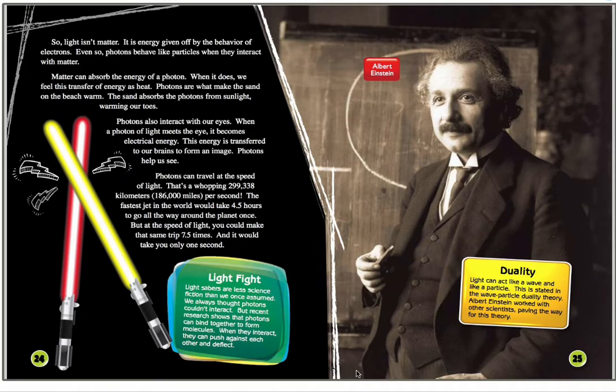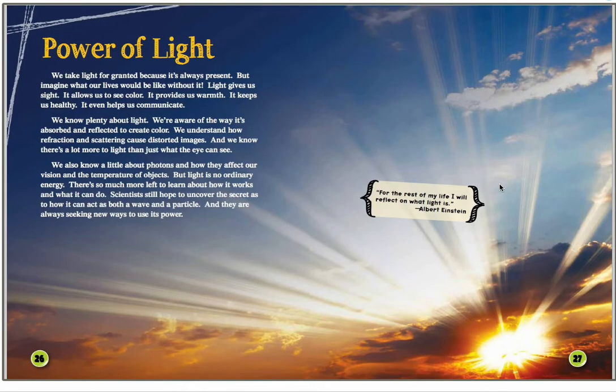Duality. Light can act as a wave or like a particle. This is stated in wave-particle duality theory. Albert Einstein worked with other scientists, paving the way for this theory. Power of light. We take light for granted because it's always present. But imagine what our world would be like without it. Light gives us sight. It allows us to see color. It provides us with warmth that keeps us healthy. It even helps us communicate.